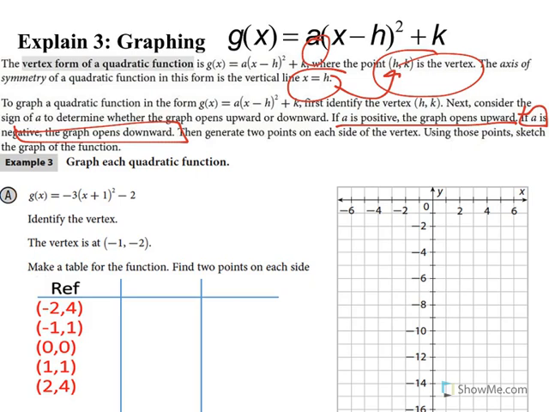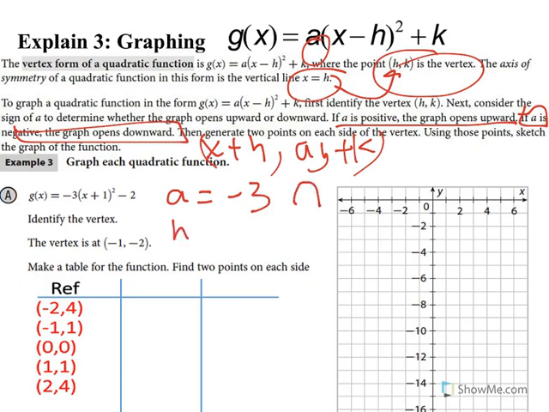Okay, so the 2 points we want you to do are h plus x and a times that plus k. Here we want to graph the function g of x equals negative 3 times the quantity x plus 1 squared minus 2. So we identify our parameters. A is negative 3, so the graph opens downward, and h is a negative 1 and k is a negative 2.